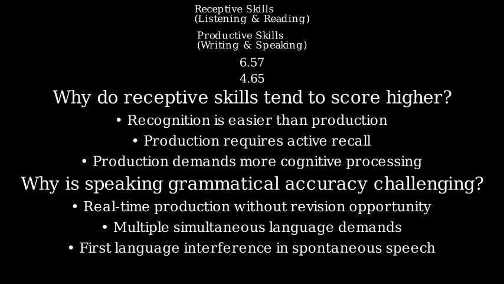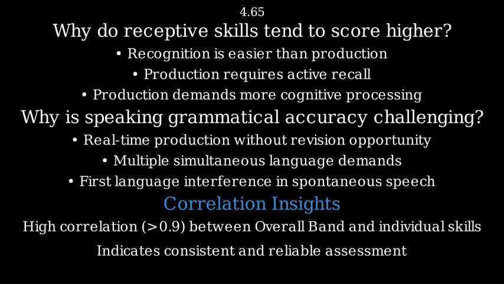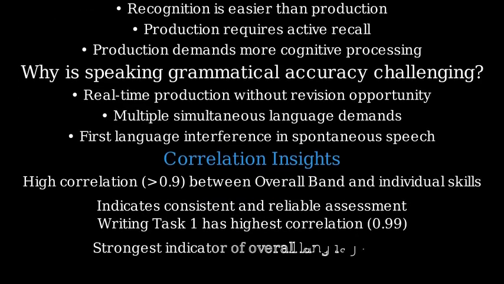Regarding correlation insights, the data shows a very strong positive relationship above 0.9 between the diagnostic overall band and all individual skill scores. This high correlation suggests excellent consistency in the diagnostic assessment, meaning that the test reliably measures language proficiency across all skill areas. Interestingly, writing task 1 shows the highest correlation at 0.99 with the overall band. This suggests that this particular writing task is an exceptionally strong indicator of overall language ability.